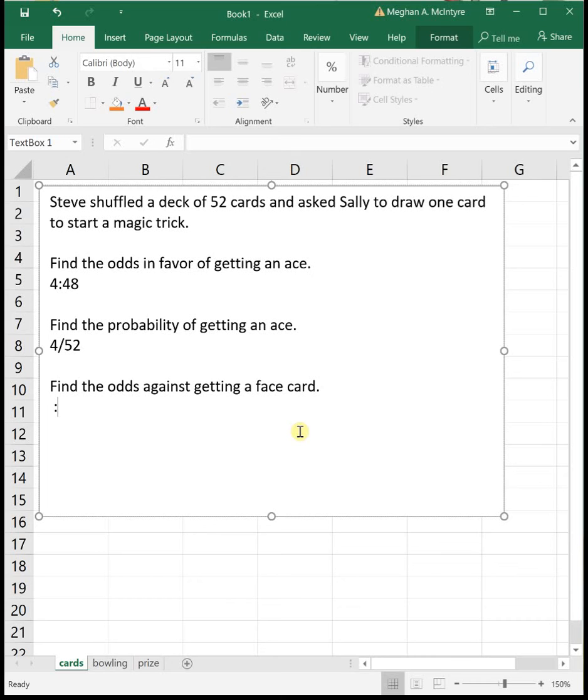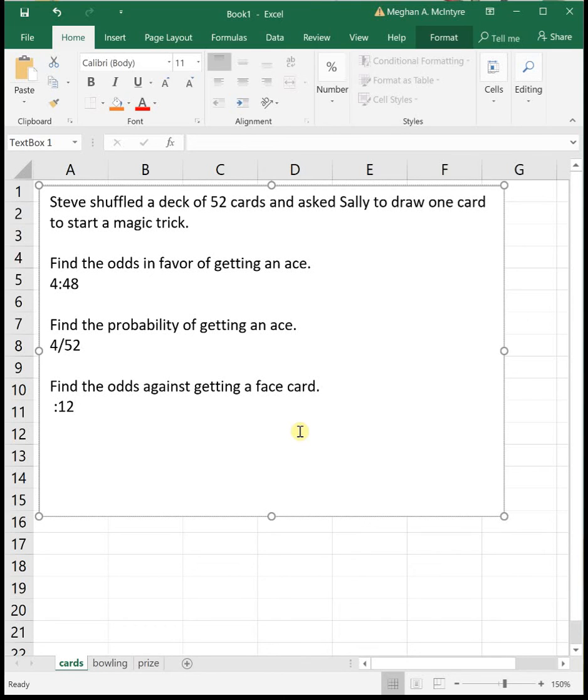In a deck of cards, the face cards are the jacks, queens, and kings. Those are the cards in the deck that physically have a picture of a face on them. So jack, queen, and king for each suit are face cards. So there's 3 per suit, and then we have 4 suits. So there's 12 total face cards in a deck.